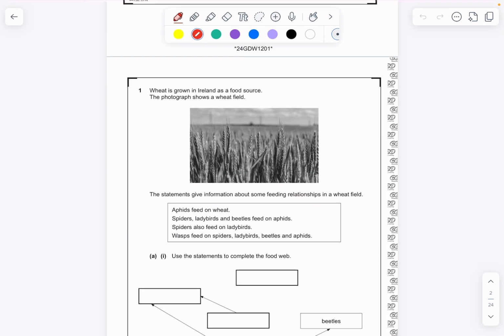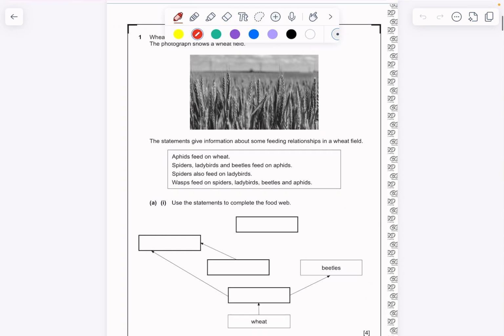So the first question: wheat is grown in Ireland as a food source. The photograph shows a wheat field. The statement gives information about some feeding relationships in a wheat field. Aphids feed on wheat, spiders, ladybirds and beetles feed on aphids. Spiders also feed on ladybirds, wasps feed on spiders, ladybirds, beetles and aphids. Use the statements above to complete a food web.